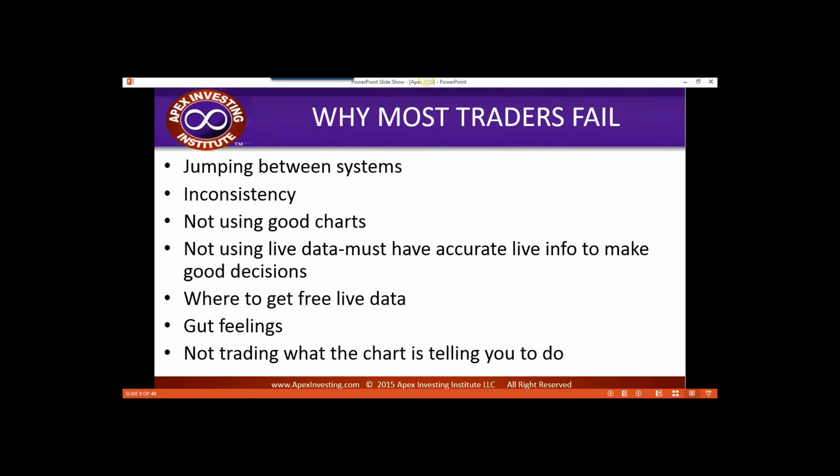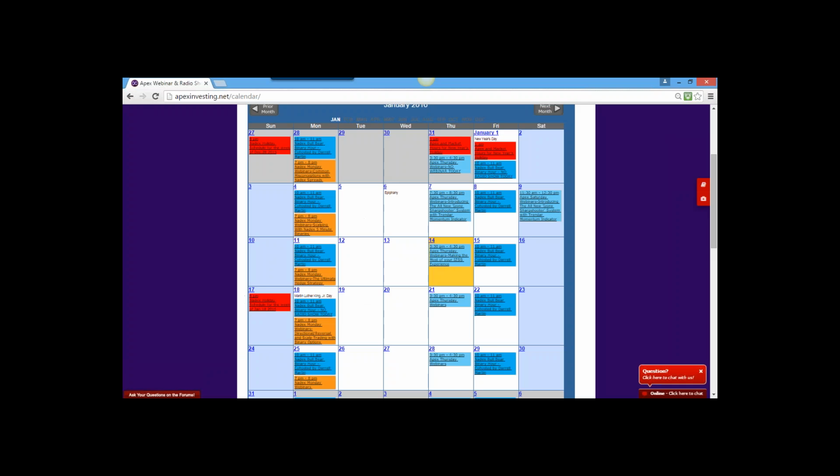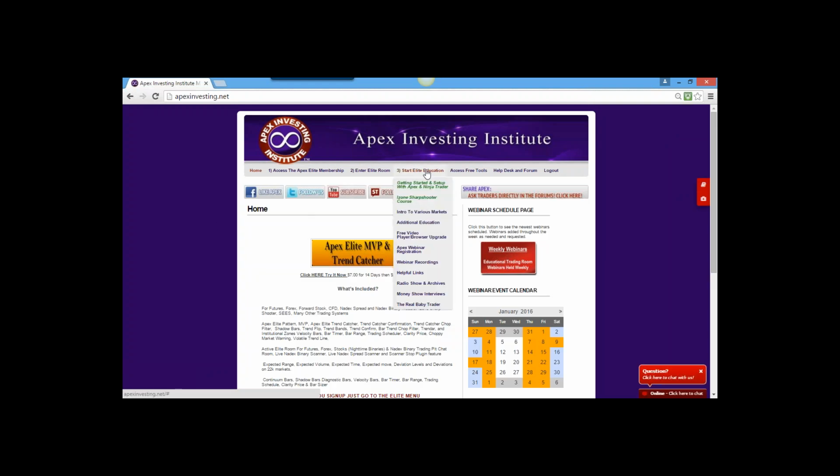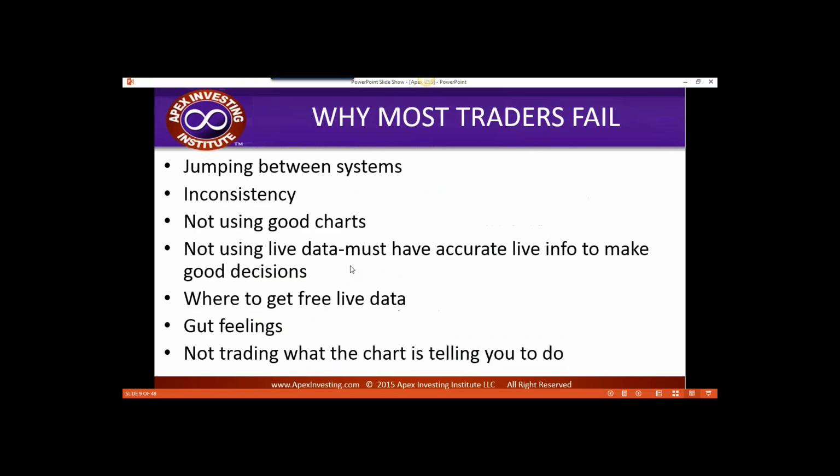Another big thing I talked about, and we're going to talk about more, is jumping between systems and being completely inconsistent, and not using good charts and live data. We show you exactly where to get free live data and where to get good charts. I showed you that quickly earlier. If you're on the Apex website, right here under Elite Education is the very first one: Getting Started and Set Up with Apex and NinjaTrader. It walks you through downloading NinjaTrader for free, getting free futures data, free Forex data, and getting the toolkit set up. Everything's right there for you.